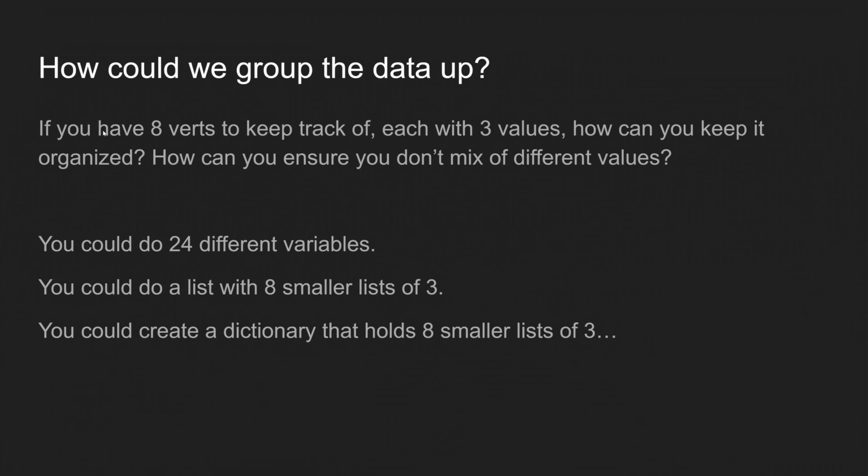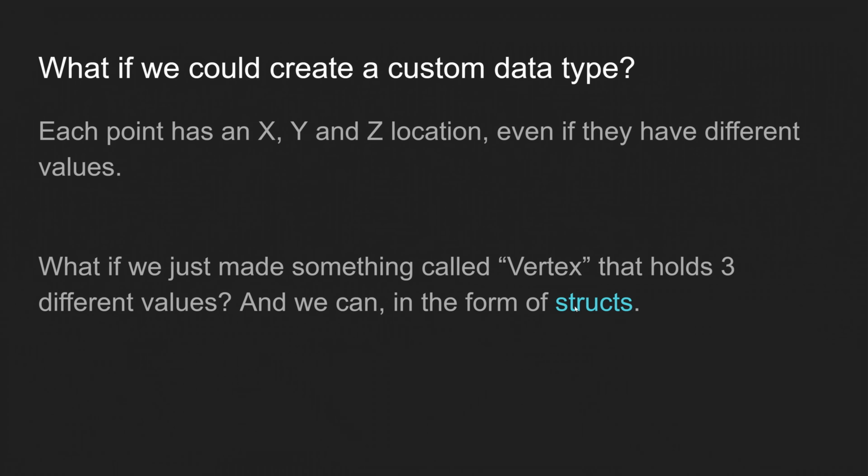So if you have 8 vertices that you have to keep track of, each with 3 different values, how can you keep it organized? How do you ensure you don't mix your different values up? So you do 24 different variables, sure. You do a list, create a dictionary, there's different things you could do, but really the easiest and best thing to do would be to create something called a struct. Create your own data type. You can create a custom data type. Each point has an X, Y, and Z location, even if they have different values. So what if you could create something called a vertex that holds 3 different values, and that's it. And we can, in the form of structs.